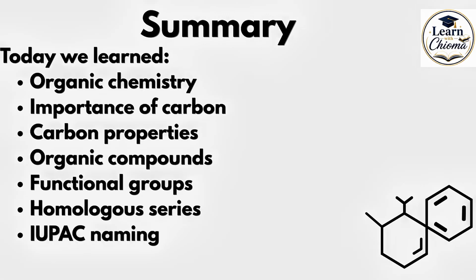Let's quickly recap today's lesson. We began by defining organic chemistry and discussing its importance and wide range of applications. We explored why carbon is unique by studying its tetravalency, catenation, and ability to form multiple bonds. Next, we learned about functional groups, homologous series, and the differences between aldehydes and ketones. Finally, we introduced the IUPAC system of nomenclature and learned the basic rules for naming organic compounds. These concepts form the foundation of organic chemistry and will prepare you for more advanced topics.